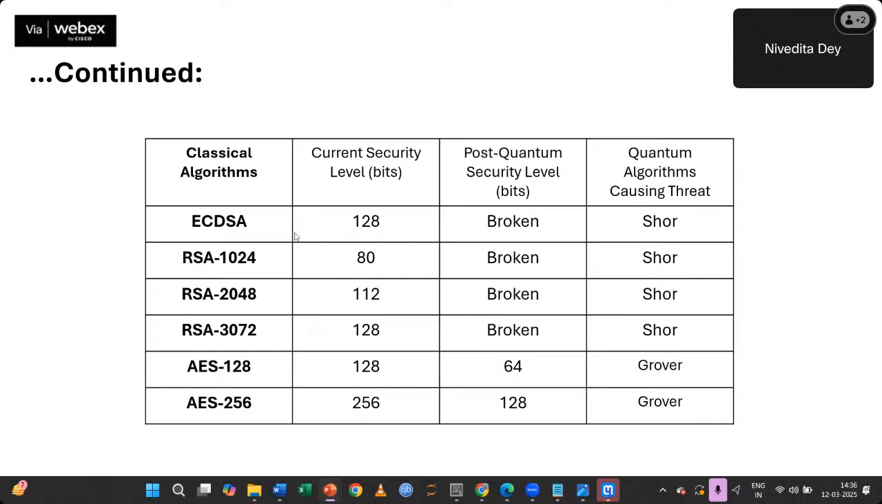All these have some security levels: 128, 80, 112, 128. After a certain level, it is basically zero. That is, it is broken, because their post-quantum security level is 0 bits, as they can be entirely broken. And that breaking happens because of Shor's algorithm. AES 128 and 256 are kind of secure, as Grover is weakening them, not really breaking them.